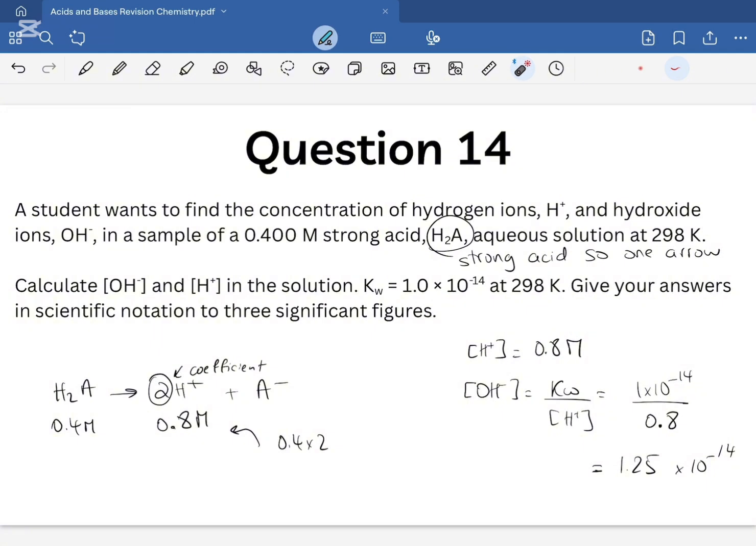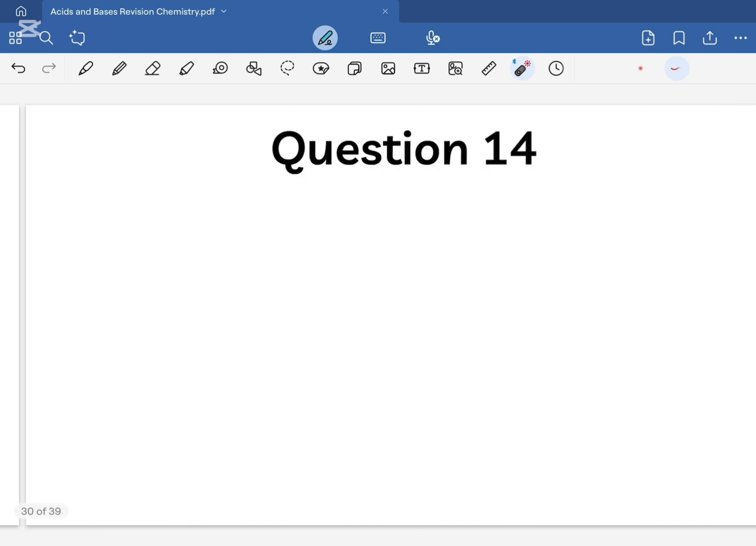Now we need to know something, that H2A is a strong acid, and since it's a strong acid, we're going to use one arrow. However, in this case, I'm not going to form only one H plus. I'm going to form actually two H plus ions. So I need to place the coefficient 2 over here. So if this is 0.4, this is going to be 0.8, as we need to multiply the concentration by 2, as two acidic H plus will be released. So in this case, it will be 0.8. Then I will use the KW formula to get the OH minus, which will be 1.25 times 10 to the minus 14, and these are three significant figures.